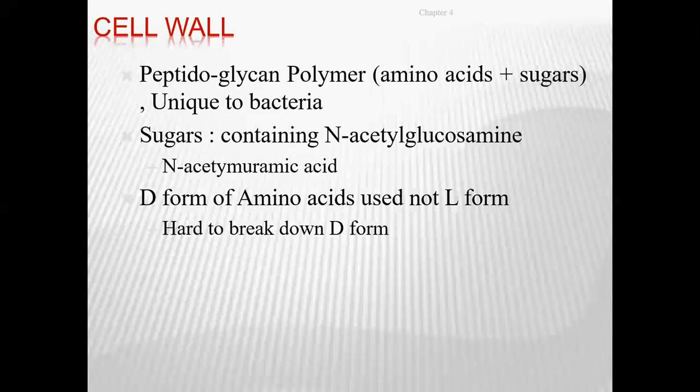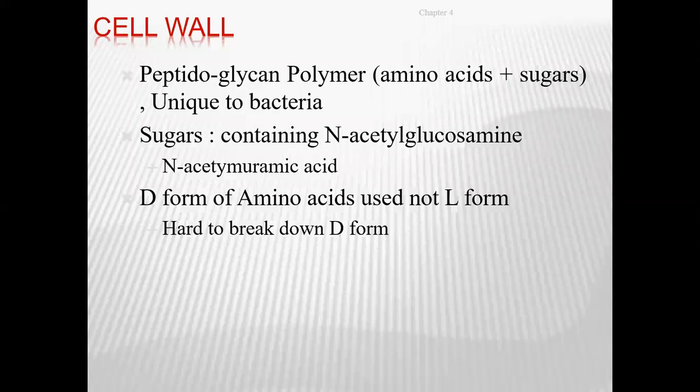Bacteria are not present in eukaryotic cells. The cell wall is composed of a peptidoglycan polymer, composed of amino acids plus sugars. Unique to bacteria are sugars containing N-acetyl glucosamine and N-acetyl muramic acid. The D form of amino acid is used, not the L form. It is hard to break down the D form.